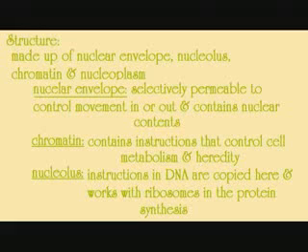The nuclear envelope is selectively permeable to control movement in or out of the cell and contains nuclear contents. The chromatin contains instructions that control metabolism and heredity. The nucleolus is the place where the DNA is copied, and it also works with the ribosomes in the protein synthesis.